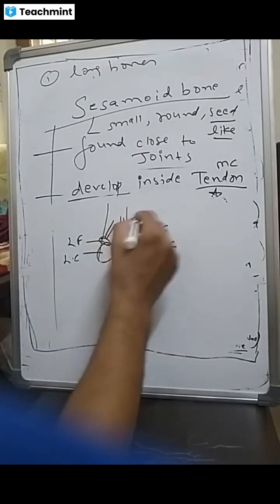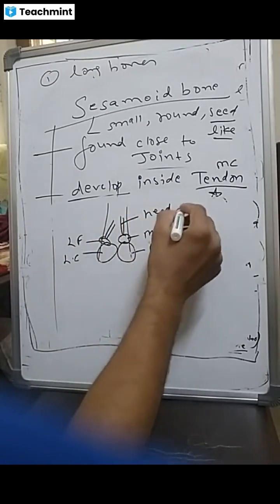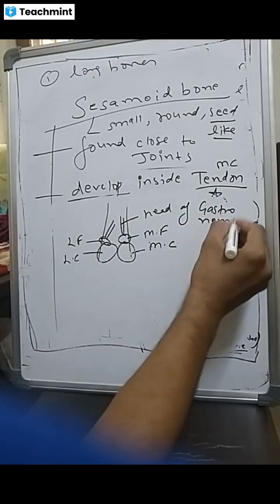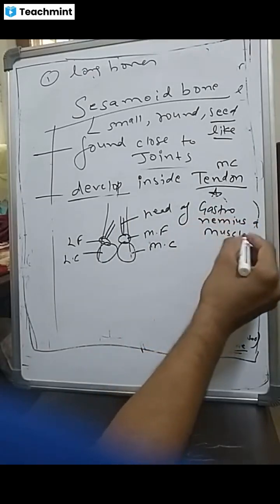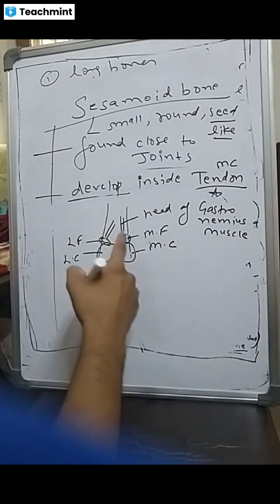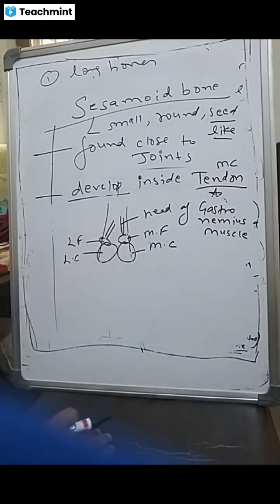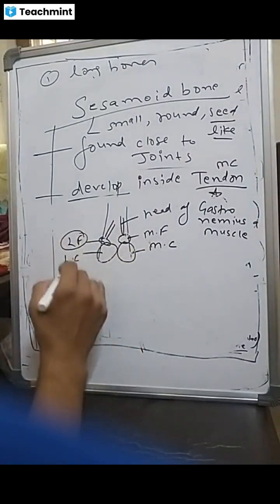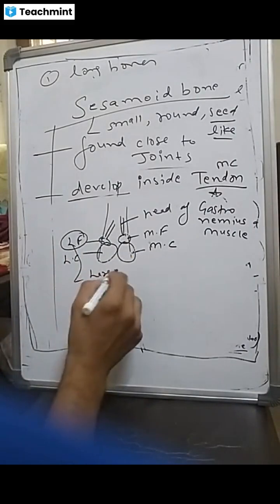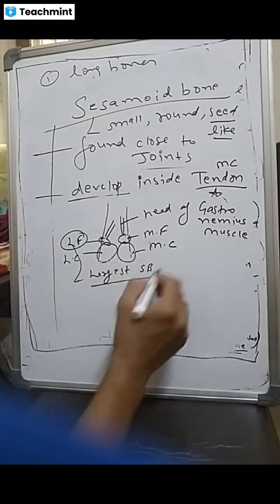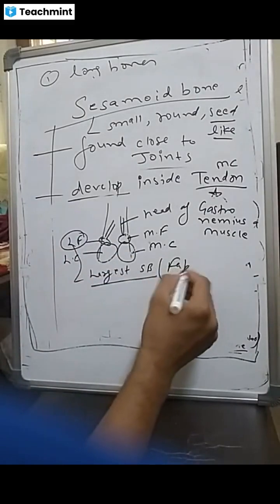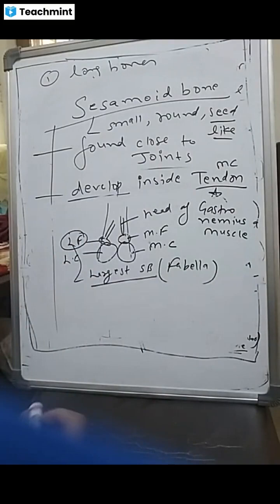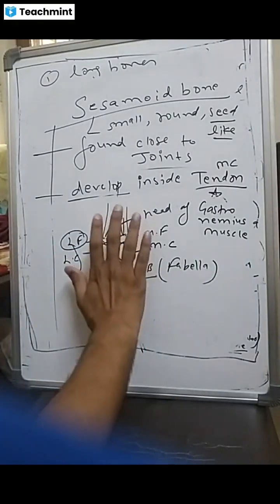Here is the head of the gastrocnemius. The head of the gastrocnemius muscle originates from these two fabellae. Out of the medial and lateral, the lateral is the largest sesamoid bone of these two fabellae. So this is on the back side of the distal femur.